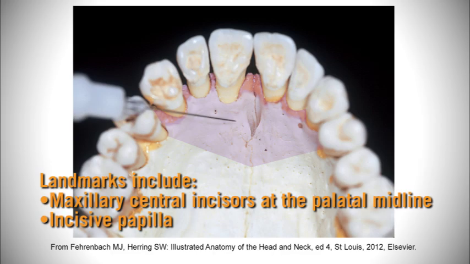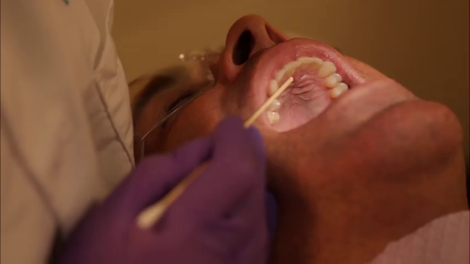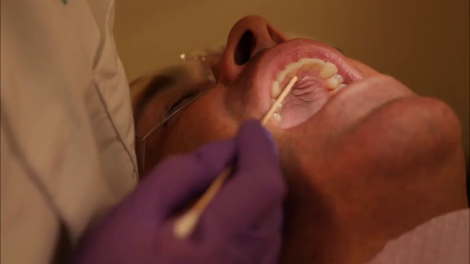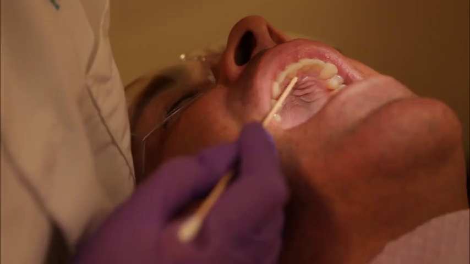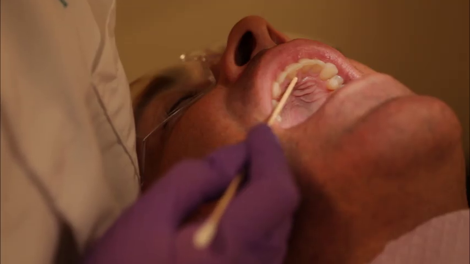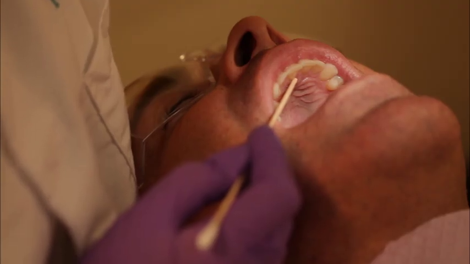The landmarks for this injection are the maxillary central incisors at the palatal midline and the incisive papilla. Both the right and left nasopalatine nerves enter the incisive foramen from the mucosa of the anterior hard palate. The deposit location or target area for the NP block is the incisive foramen beneath the incisive papilla. However, the needle insertion point or injection site is the palatal tissue lateral to the incisive papilla, which is located at the midline. Never insert the needle directly into the incisive papilla because this can be extremely painful.